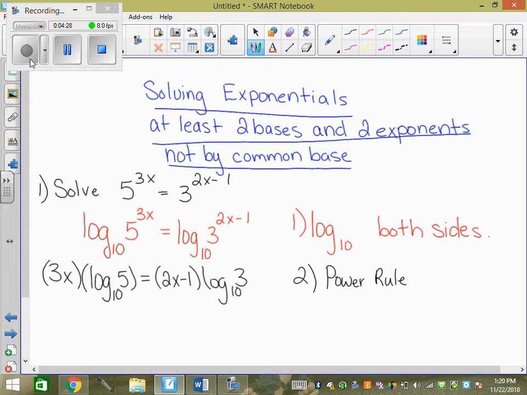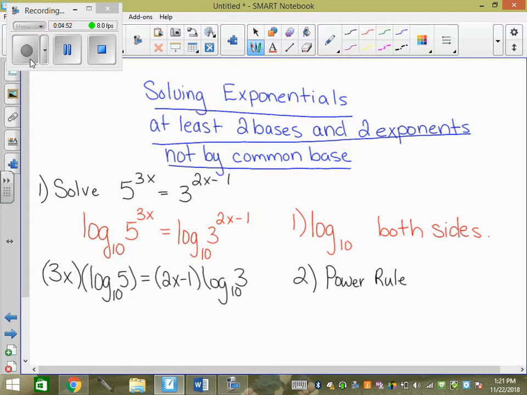Is the 10 just a what? Yes. So when you log both sides, you are just logging it. And if there is no base, the base is assumed to be 10. Just like when you do a square root sign, if you don't put a little number in there, you assume it to be 2. That's how logs are. Okay? Now, what should we do next?